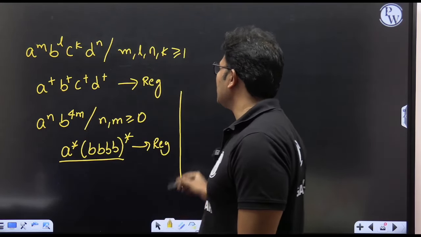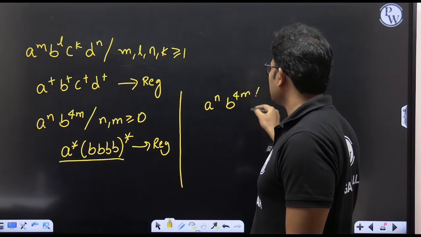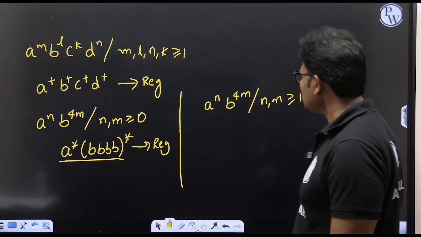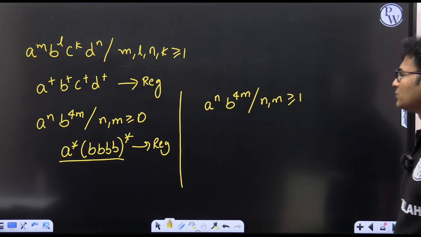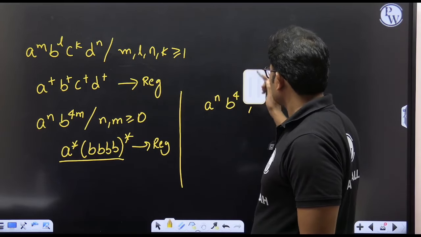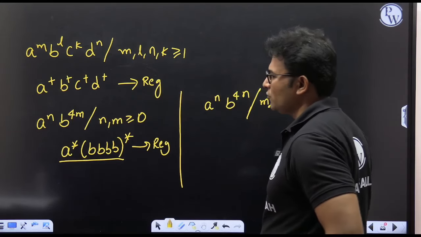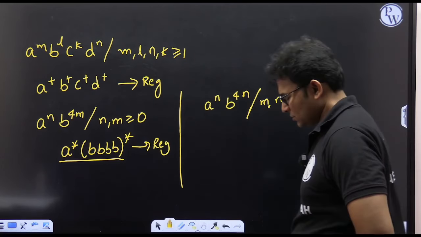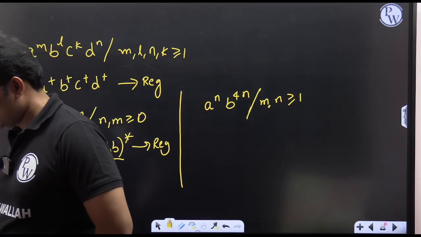What if I change it a little bit and write it as A power n, B power 4m such that n comma m greater than or equal to 1. If I modify a bit, I have not modified it. A power n, B power 4n such that m comma n greater than or equal to 1. What can you say about this language? Take time.